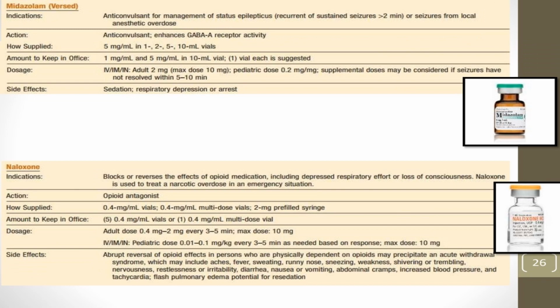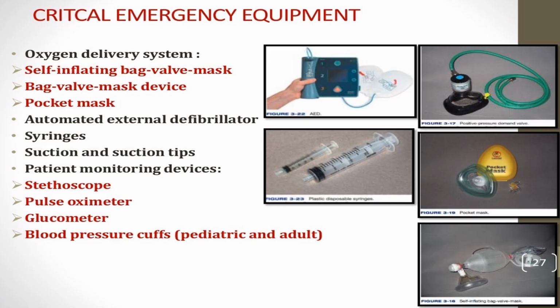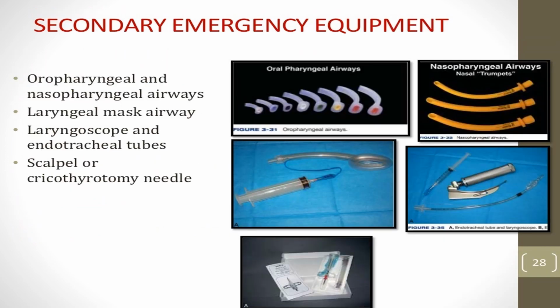Critical emergency equipment: oxygen delivery system, self-inflating bag valve mask device, pocket mask, automated external defibrillator, syringes, suction and suction tips, patient monitoring devices, stethoscope, pulse oximeter, glucometer, blood pressure cuffs, pediatric and adult. Secondary emergency equipment: oropharyngeal and nasopharyngeal airways, laryngeal mask airway, laryngoscope and endotracheal tubes, scalpel or cricothyrotomy needle.